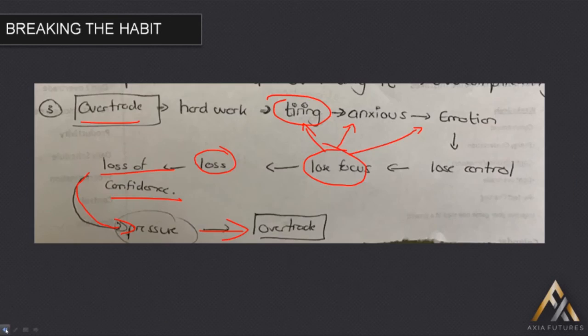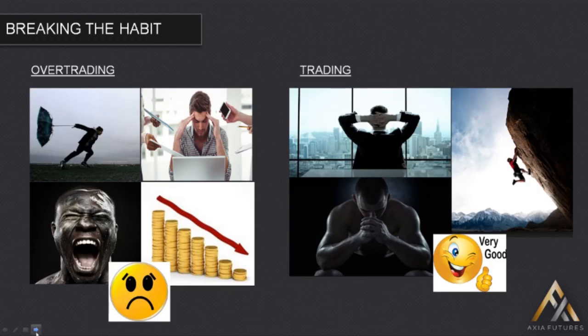So if we go back a page, you can see every one of these emotions of hard work, tiring, anxious, emotional, loss of control, loss of focus, loss of confidence, loss of money, pressure. I want to take every one of these emotions and illustrate it in a picture. Why? Because the brain remembers pictures a lot better than words, a lot better than anything else. So you create the visual aspect.